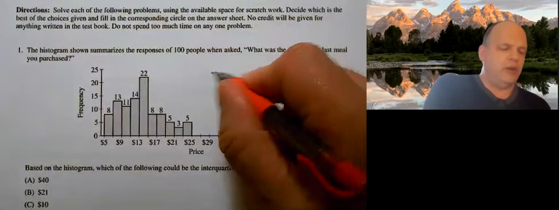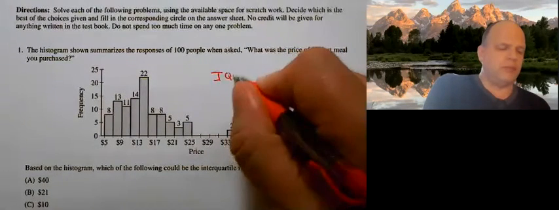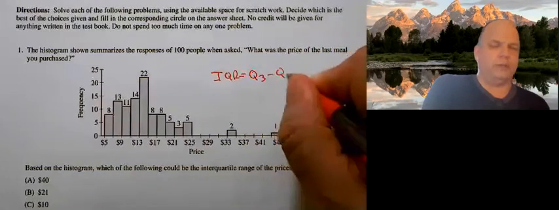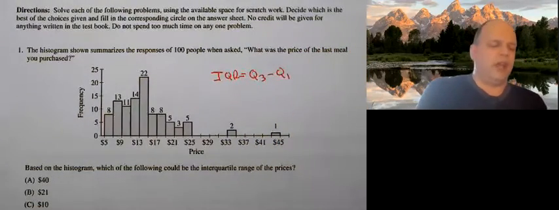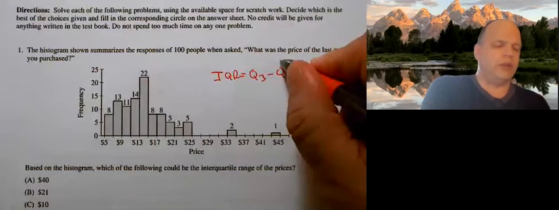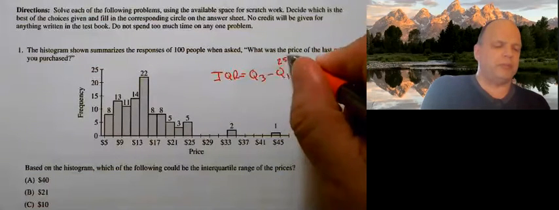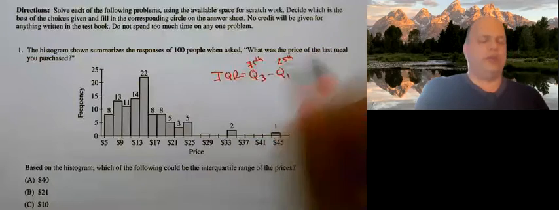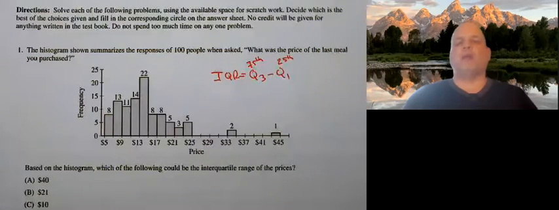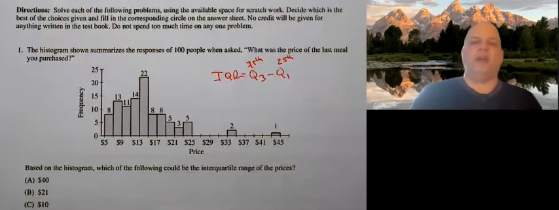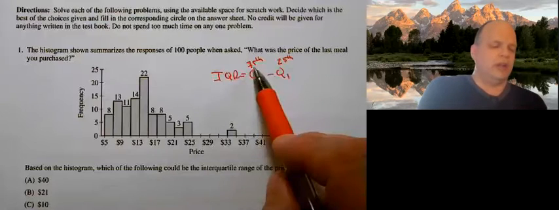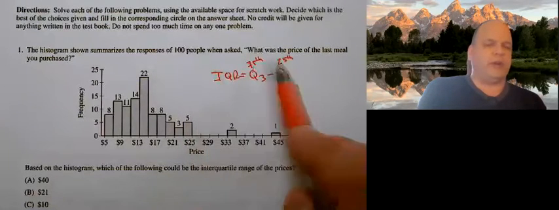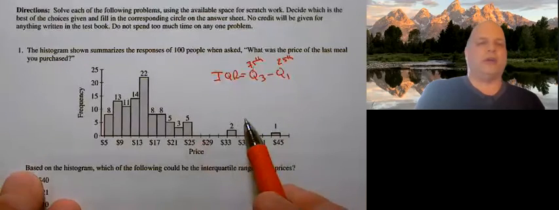Well, remember, IQR equals Q3 minus Q1. So in this case, Q1 and Q3 are going to be the 25th person and the 75th person because they're percents. Since we're just taking it out of 100, they'll be the actual number because 75% of 100 is 75, 25% of 100 is 25. So I need to find those on the graph.